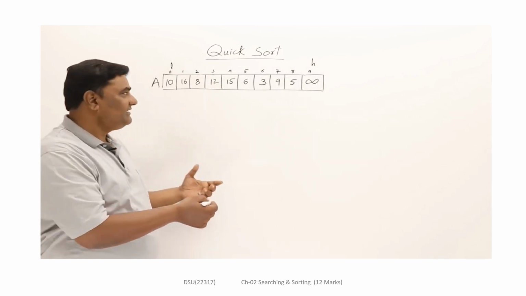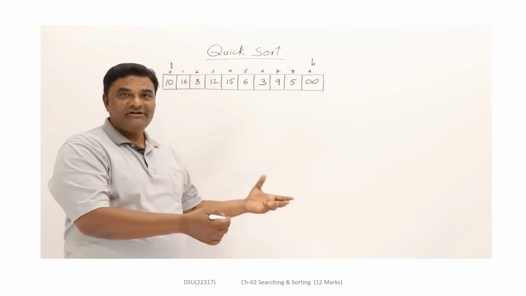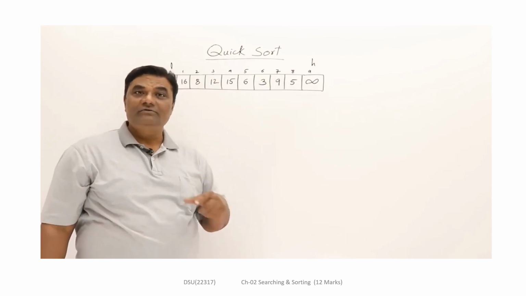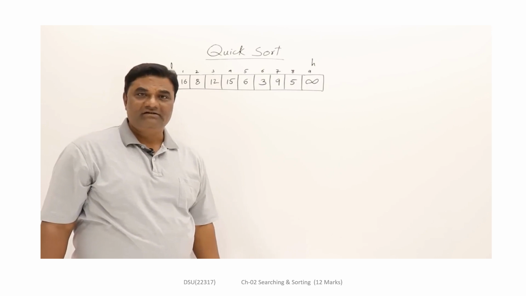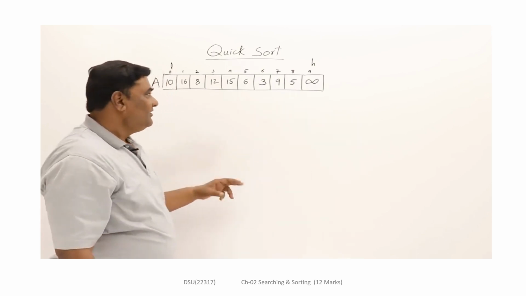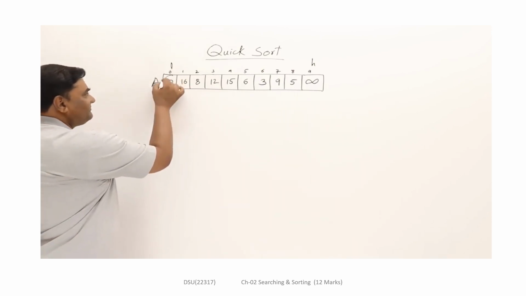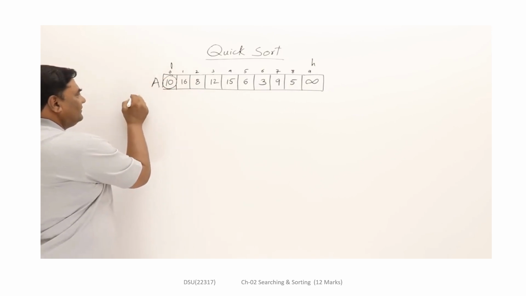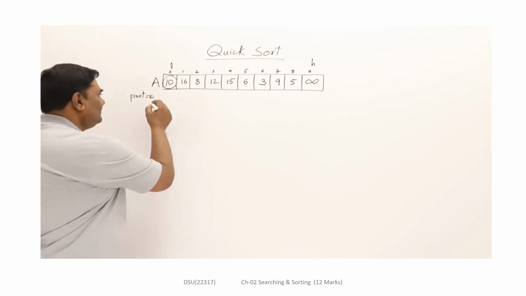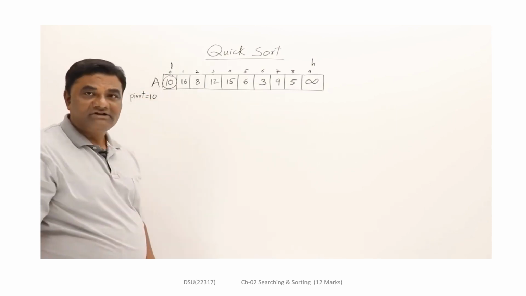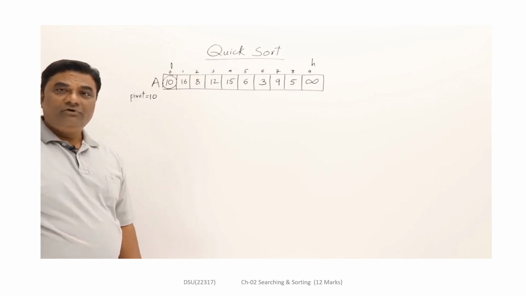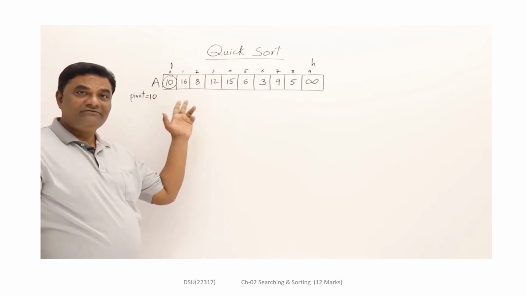Otherwise we should know whether there are 9 elements or 10 elements or 20 elements, and we should work according to length. Instead of that we prefer taking an end of list marker. Then the first element I will select as pivot. So pivot is 10. It means I want to find the sorted position of this 10.